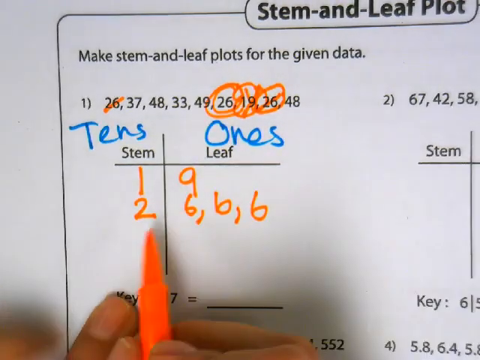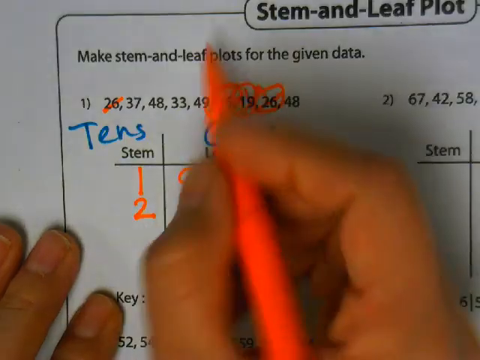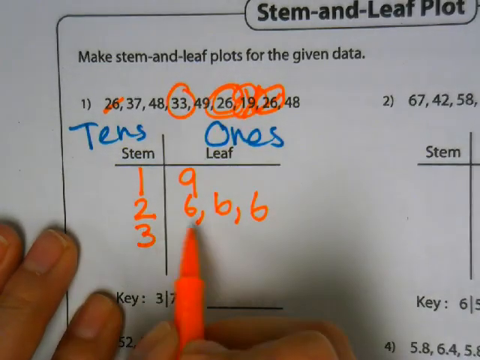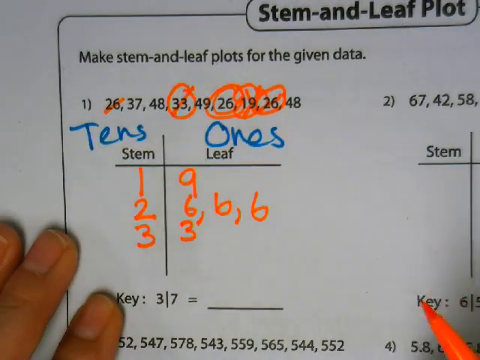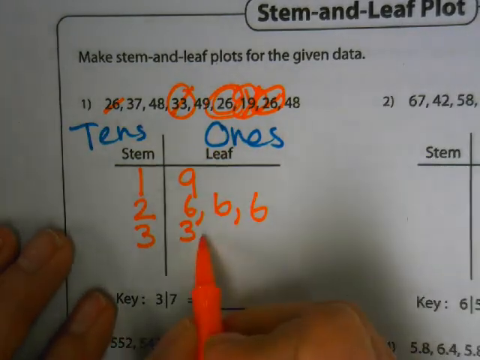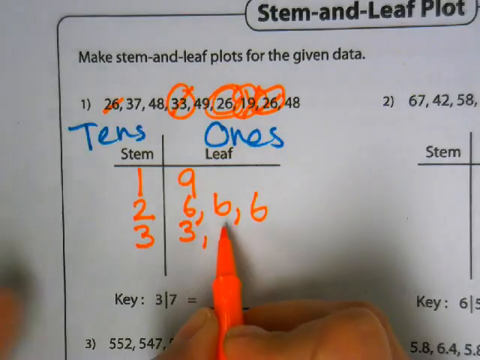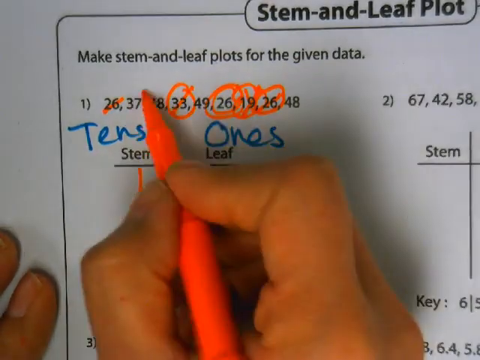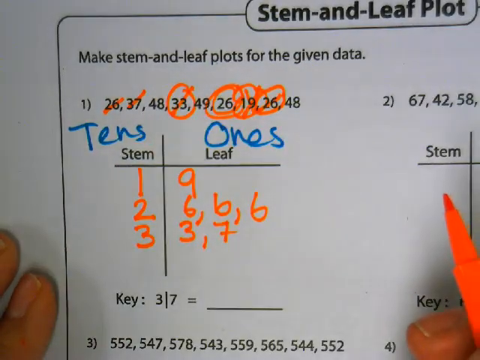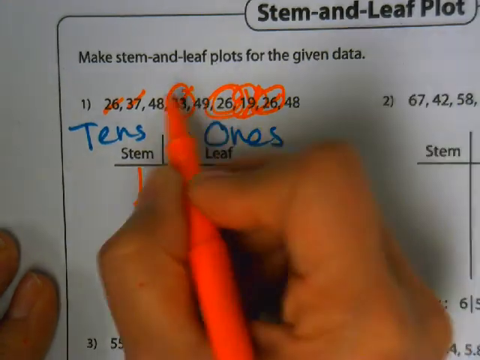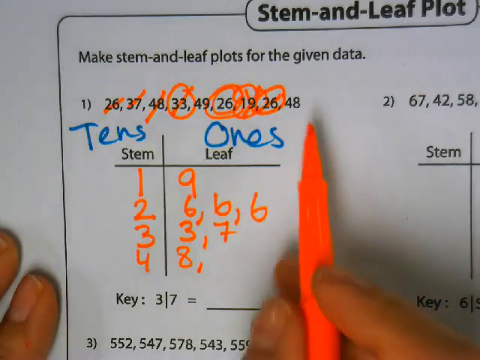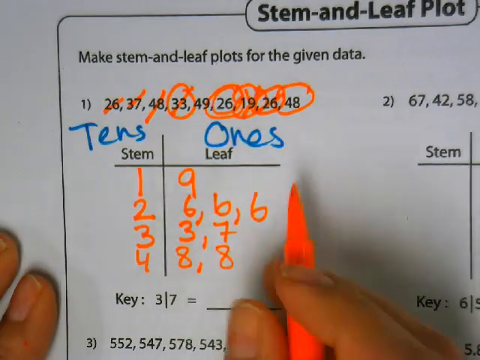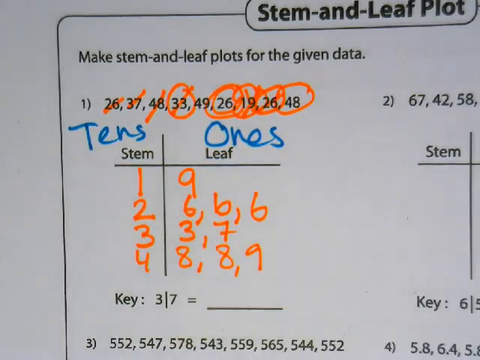Where do I have to create another line, right? 33, 3, and 3. Cross it out. What's next? So do I need the 3 again? Nope. I just need the 7. And then what else? 48. What else? There's another 48 there. It's okay. And then 49. Okay. So do we see what we did?